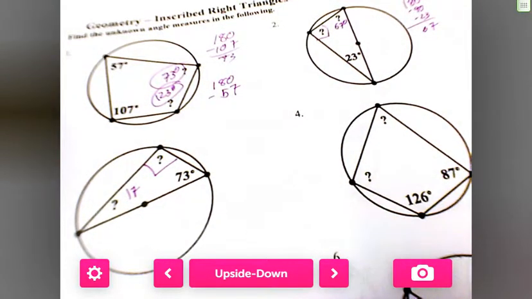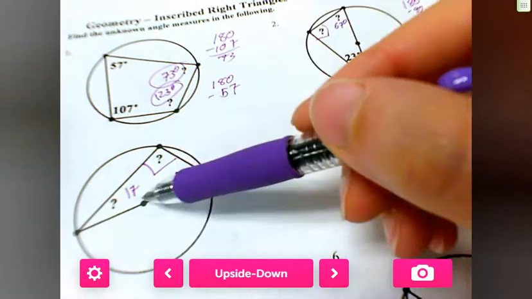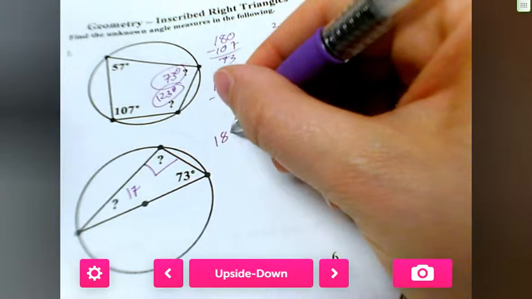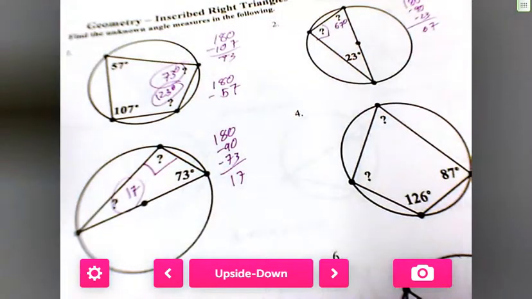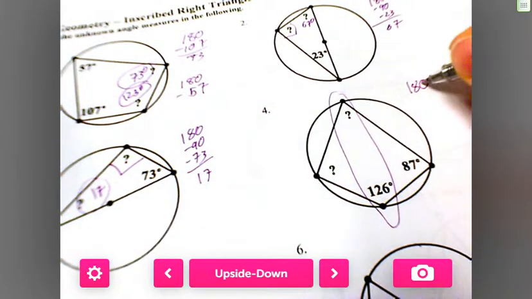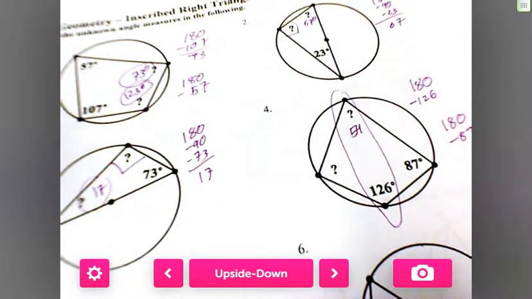Is this making sense? Literally the angles across in a quadrilateral have to add up to 180. The angle across from a hypotenuse has to be 90. And then I go 180 minus 90 minus 73 gives me 17 degrees, which goes right there. So number 4, these two angles, when I add them together, must be 180. So 180 minus 126 equals 54. And 180 minus 87 gives me 93.